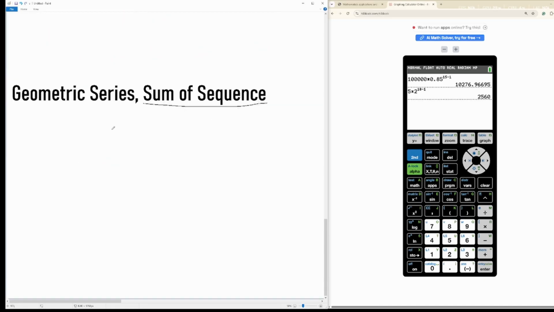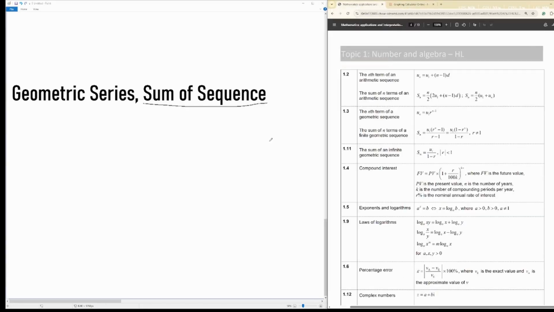The geometric series, the sum of a sequence, is something that we also learned in the previous lesson. However, it's a bit catchy in this one, so it has to be gone over as well. The formula is completely different. The formula is Sn equals u1 times r to the power of n minus 1, over r minus 1. So this is actually the formula.